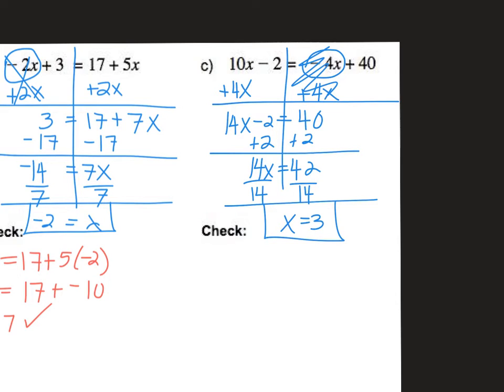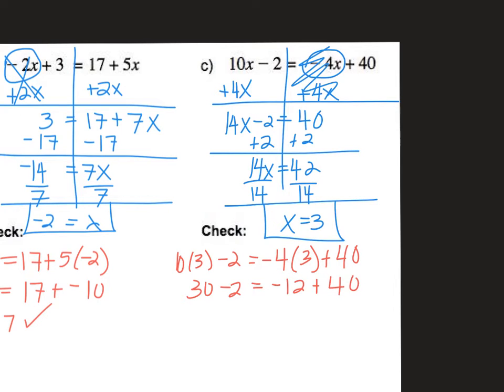We'll check this really quick. 10 times 3 minus 2. Plugging in on the other side as well. 10 times 3 is 30, take away 2. Negative 12 plus 40. 30 take away 2 is 28. 40 plus negative 12 is also 28. So this is correct. Great job, you guys. Let's move on to a bit trickier problems here.